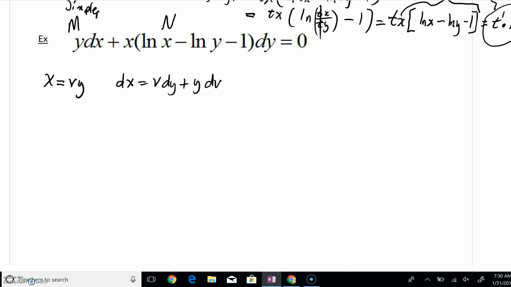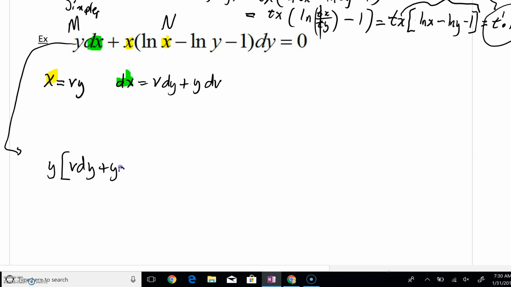So again, we could even make it color-coded if you'd like. Everywhere where we see an x, we're going to make a change, right? Everywhere where we see a dx, we're going to make that substitution as well. So what's going to happen when we do that? Well, this original problem becomes, well, you've got a y, but your dx becomes v dy plus y dv plus, well, x is going to change. x is now going to be vy. We'll have the ln of vy as well, minus the ln of y minus 1, and then we'll have a dy.